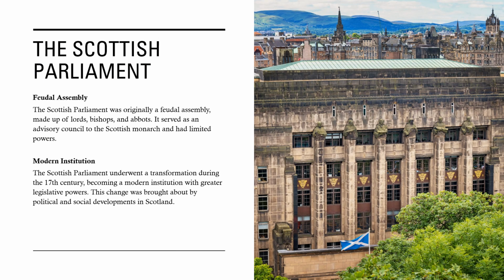The Scottish Parliament. Feudal Assembly. The Scottish Parliament was originally a feudal assembly made up of lords, bishops, and abbots. It served as an advisory council to the Scottish monarch and had limited powers. Modern institution. The Scottish Parliament underwent a transformation during the 17th century, becoming a modern institution with greater legislative powers. This change was brought about by political and social developments in Scotland.